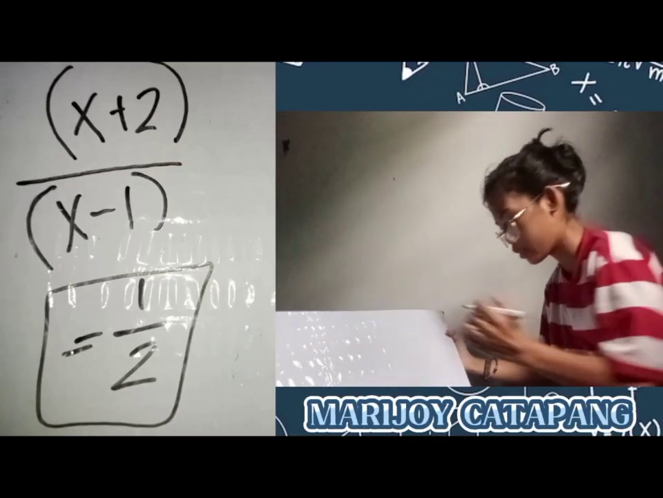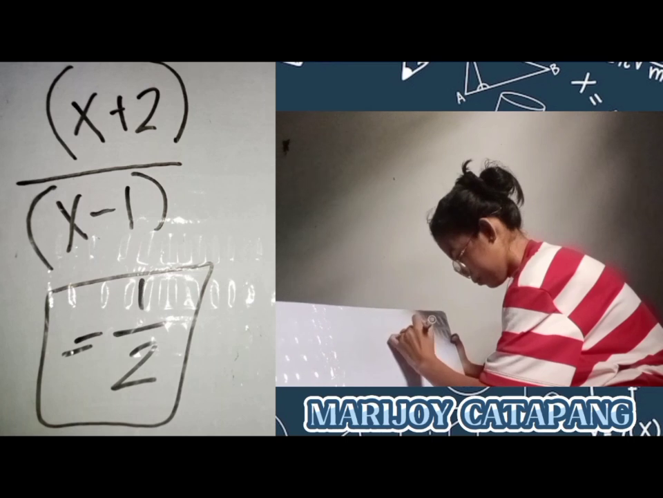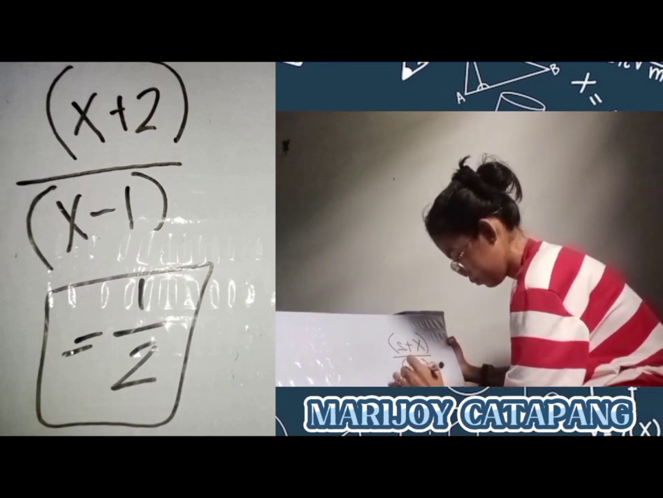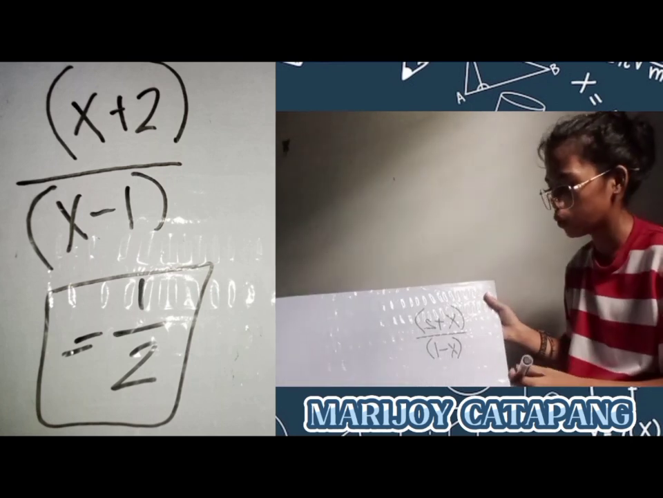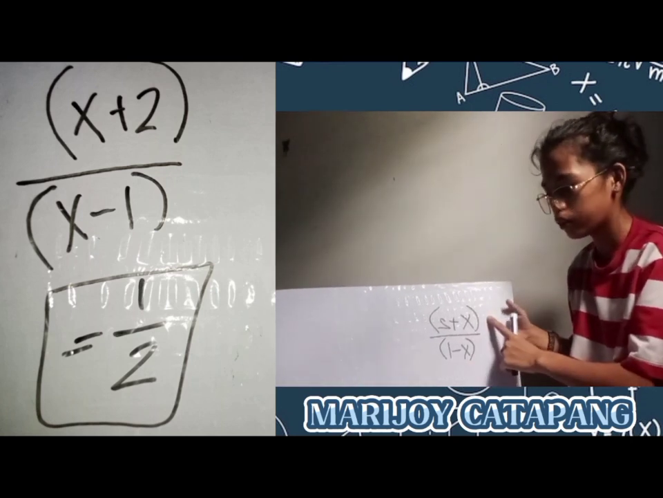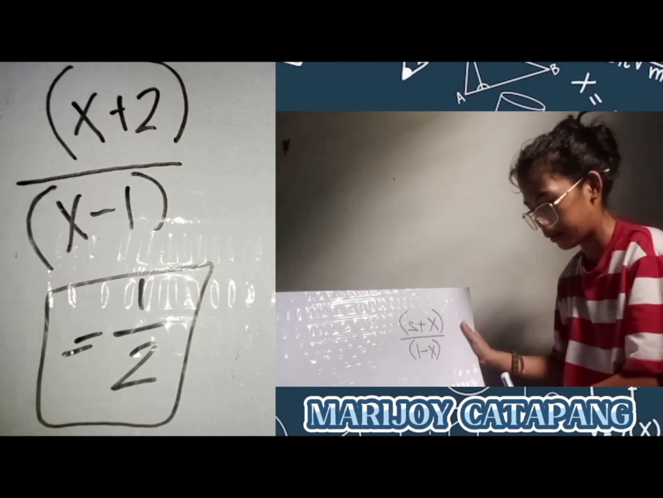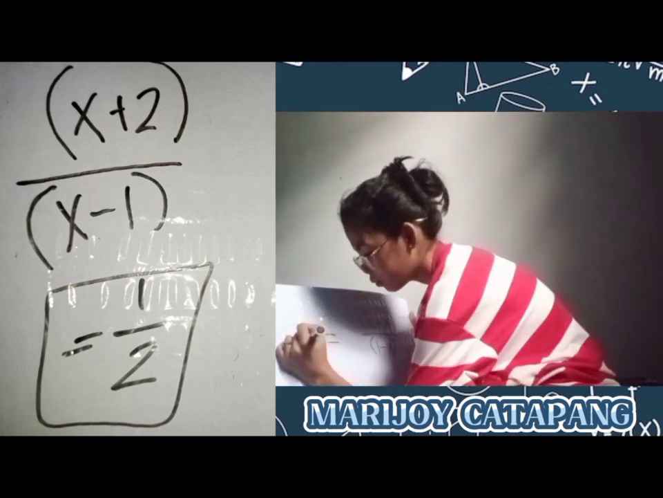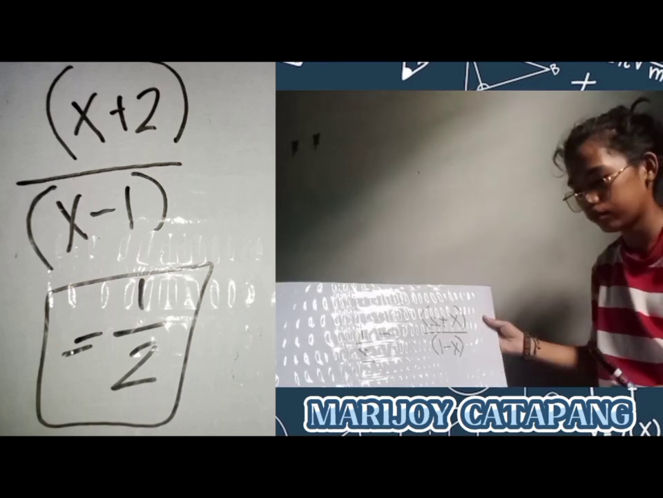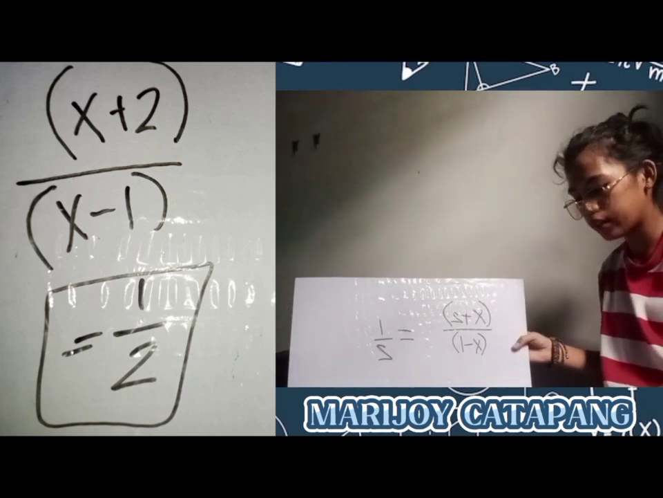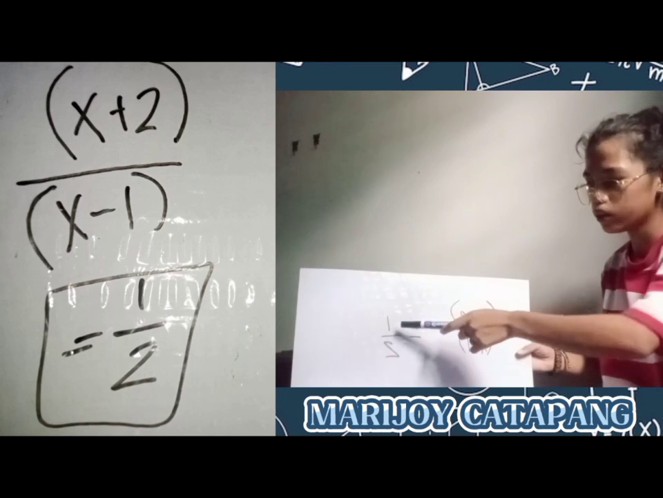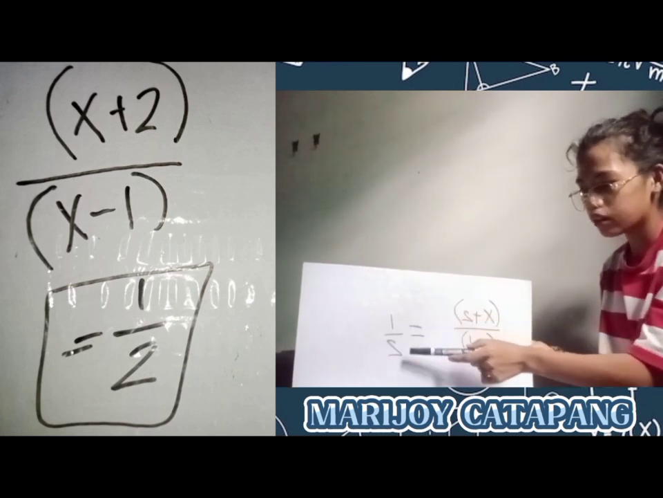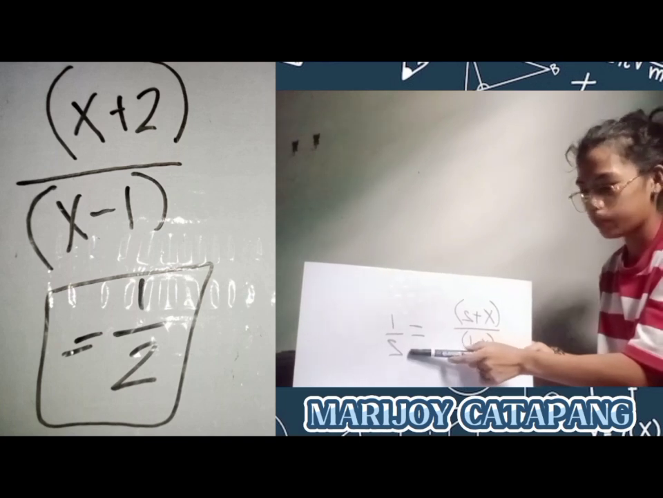Here's a simple example of a rational expression: x plus 2 over x minus 1. A simpler example is 1 over 2. This is also a rational expression as both the numerator 1 and the denominator 2 are polynomials. What makes it a rational expression? It's a fraction. Both the top part, or the numerator, and the bottom part, or the denominator, are polynomials.